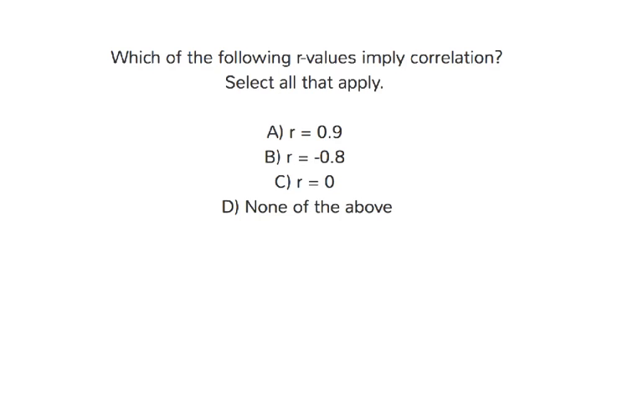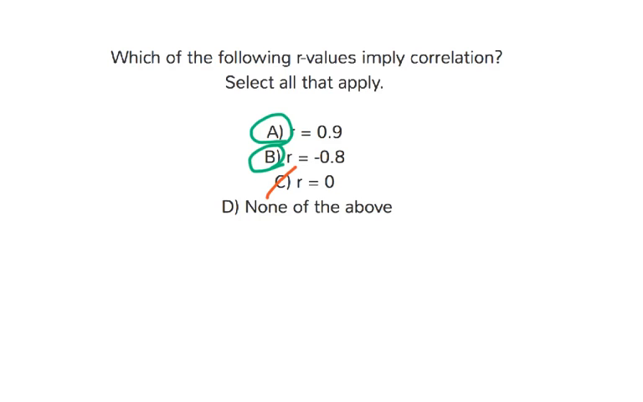Which of the following R values imply correlation? Select all that apply. So anything that is close to 1 or negative 1 will imply correlation. Anything close to 1, like 0.9, that shows a strong positive correlation. B also implies correlation because an R value of negative 0.8 is close to negative 1. That shows a strong negative correlation.